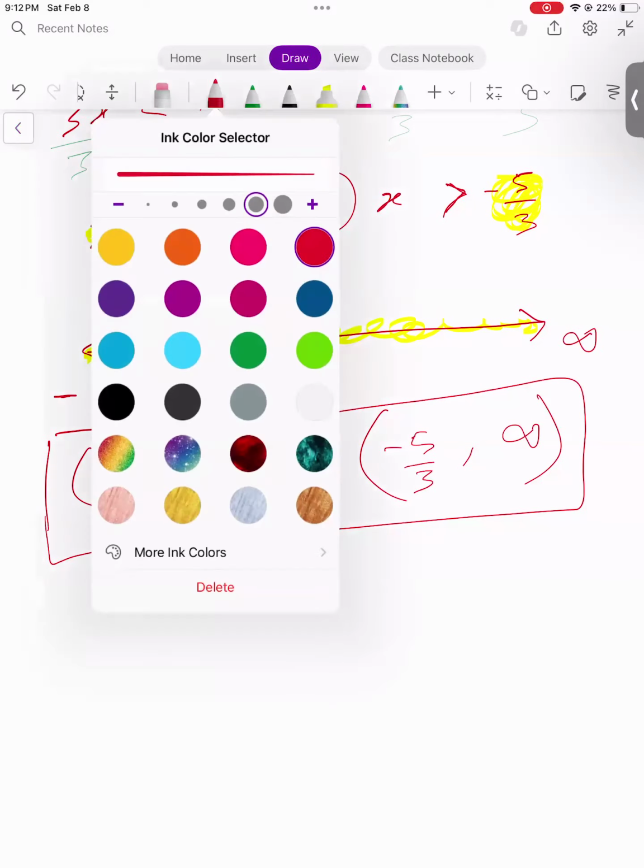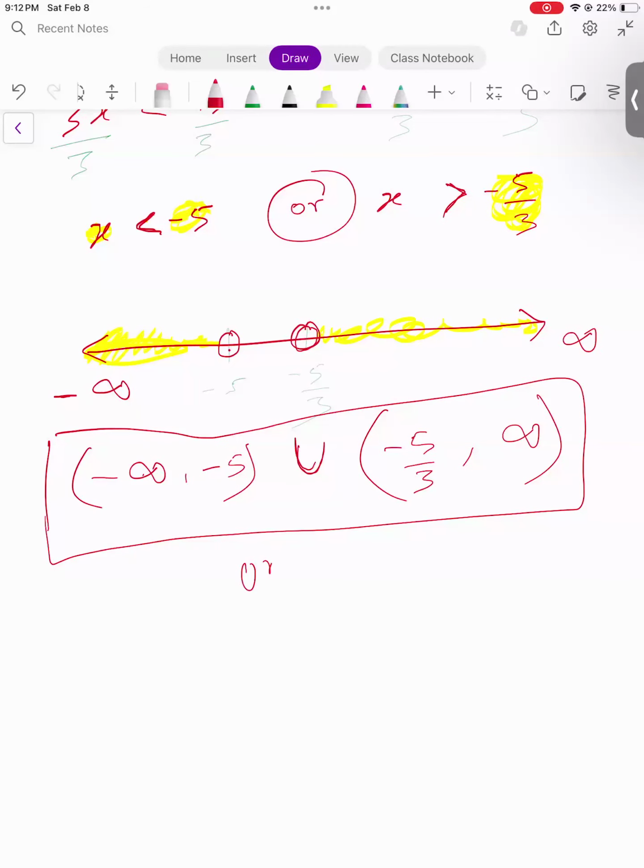For "or" we use union, and for "and", if we have two intervals connecting with "and", we use intersection. So this is how we write when we are asked to write our answer in interval notation. So it depends on the instruction.